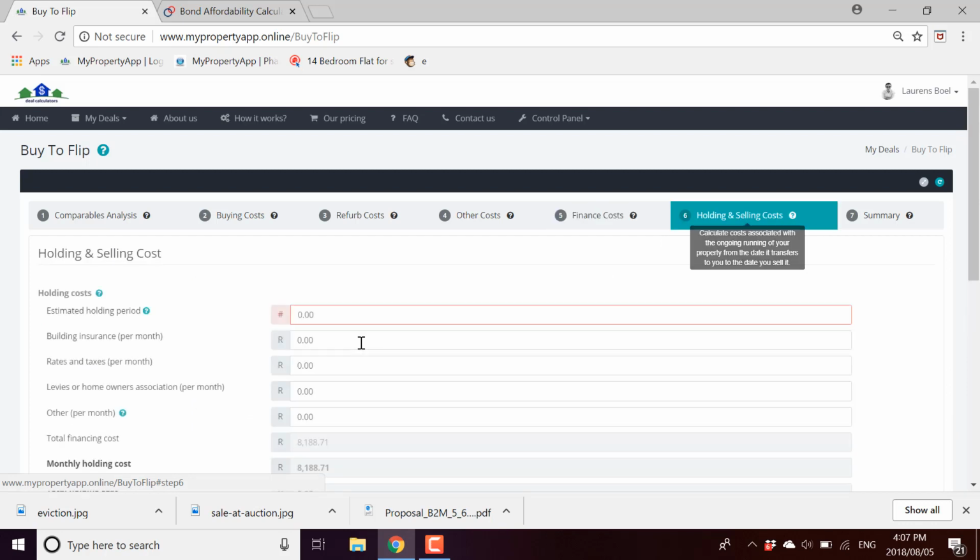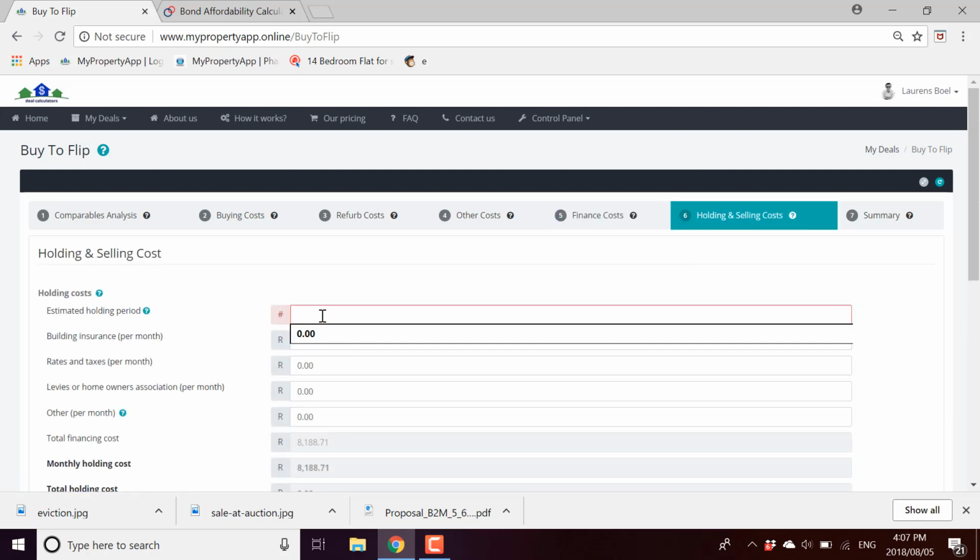Then we go to the holding and selling costs. Now, the holding period is how long you expect to hold the property before it's resold. So usually we work on 3 to 4 months for transfer, especially with a bonded property, maybe 2.5 to 3 months if it's a cash transfer. And then you obviously have to budget a holding period for your renovation. So let's assume 6 months.